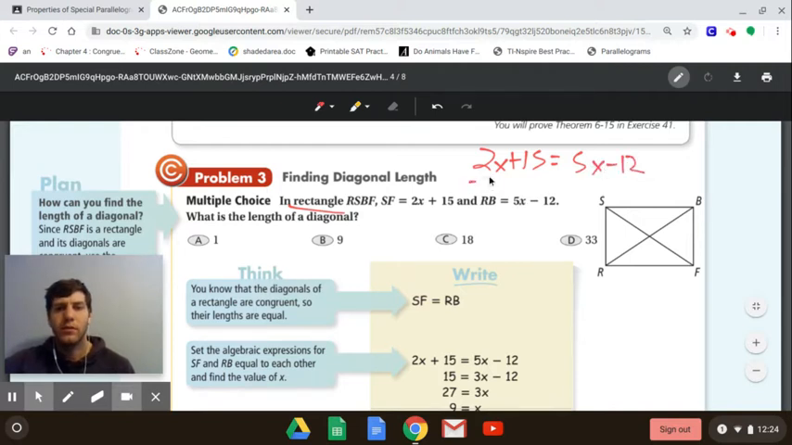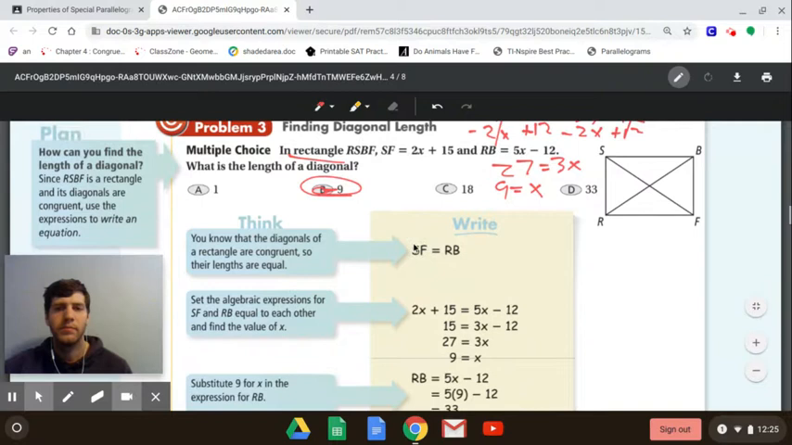Okay, subtract 2x from both sides. Add 12 to both sides. Right, those cancel, you're left with 27 equals 3x. Divide by 3, so x is going to equal 9, which is choice B. Diagonals are congruent, so you set their lengths equal to each other.